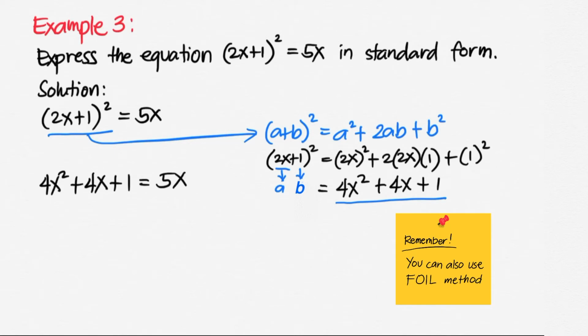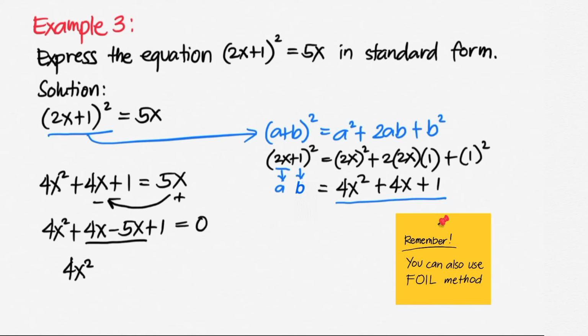So let's transfer the term on the right to the left. In doing so, the sign will change from positive to negative. So it will be 4x squared plus 4x minus 5x, since we transfer it to the left, and then plus 1 equals 0. Let's combine like terms. 4x squared, then 4x minus 5x is negative x, then plus 1 equals 0.